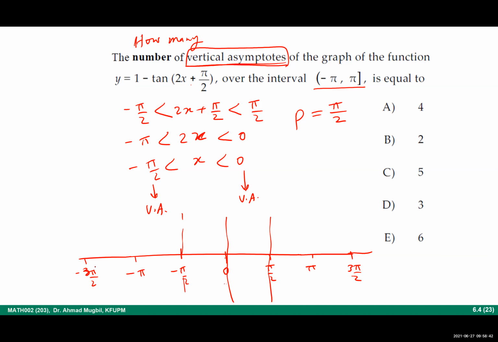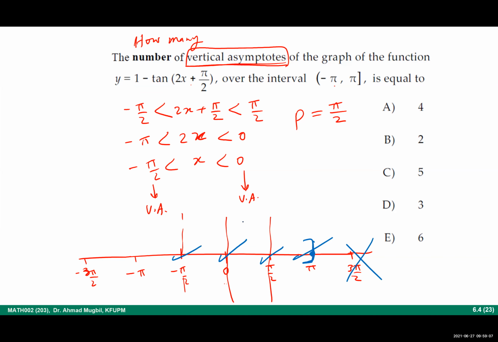Now ask yourself, which one of them is in? Which one of them is out? Yalla shabab. In or out? Is this one in or out? 0 is in. Pi over 2 is in because it is between negative pi and pi. What about pi itself? Yes, it is in. So this is the closed end of my interval. This one is not in. So this is out.